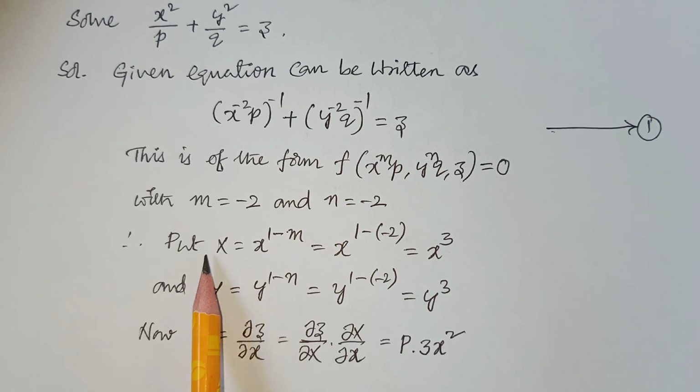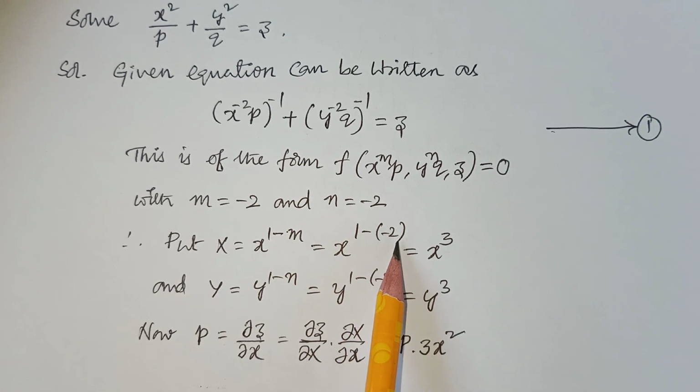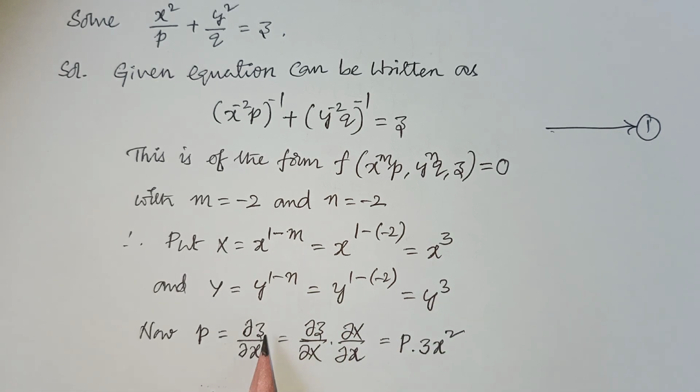Now you can see, use the transformation: put capital X is equal to x power 1 minus m, that is x power 1 minus minus 2, which is x cube, and capital Y is equal to y power 1 minus n, that is y power 1 minus of minus 2, that is y cube. Now we know that small p is equal to dou z by dou x. I am rewriting this dou z by dou x as dou z by dou capital X into dou capital X by dou small x.